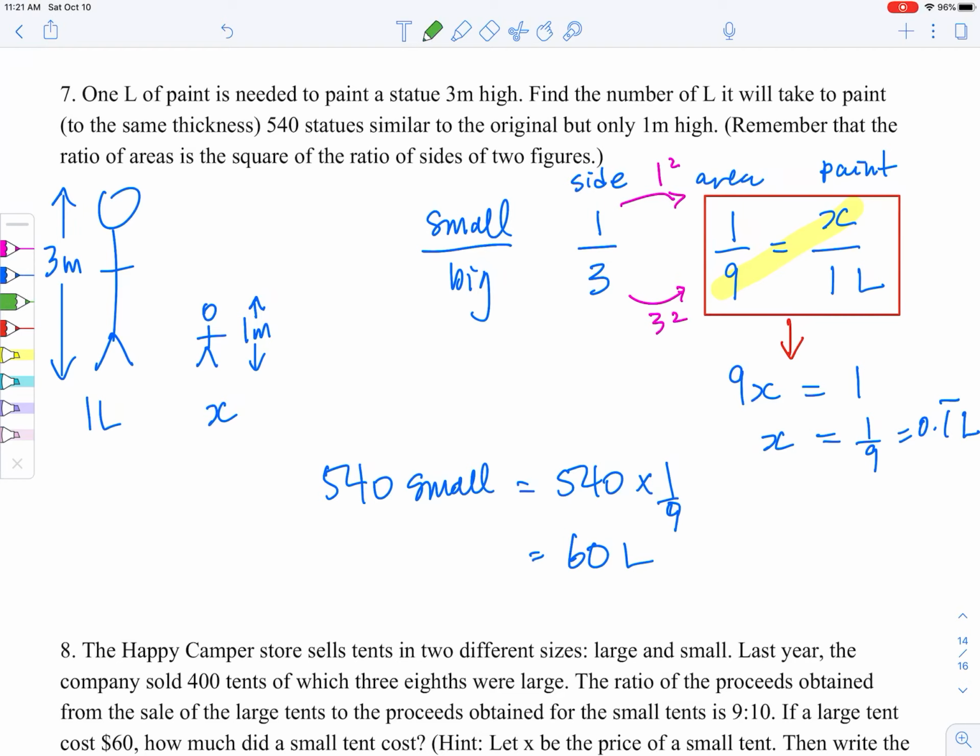So therefore, 540 small statues needs 60 liters of paint total.